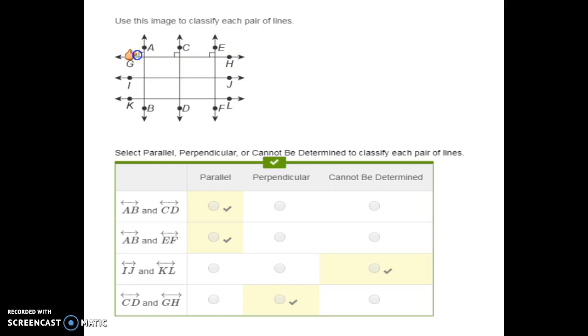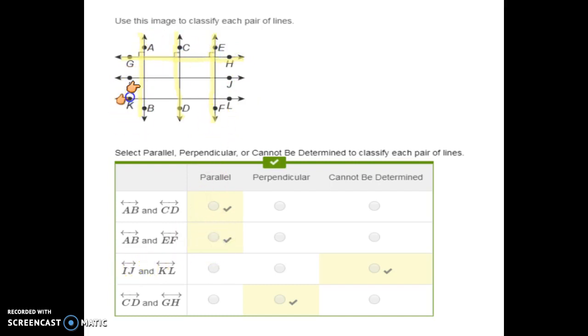So we can look at the figure by what we've been given and say that this is parallel to this is parallel to this. So these three have to be parallel because they are perpendicular to the same line. Okay? That's all we know. So let's take a look at what they've asked us. So AB and CD, we know they are parallel because they are both perpendicular to the same line. AB and EF, same thing. We know they are perpendicular to the same line, so they have to be parallel.